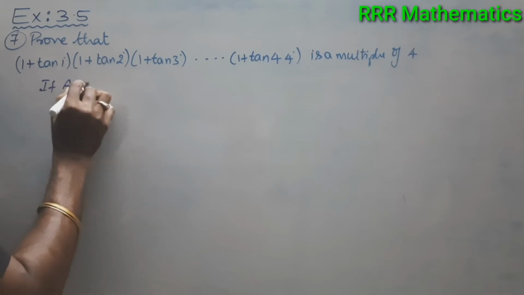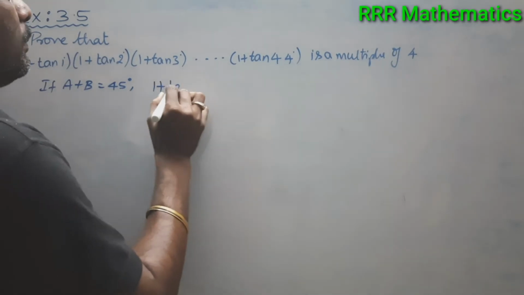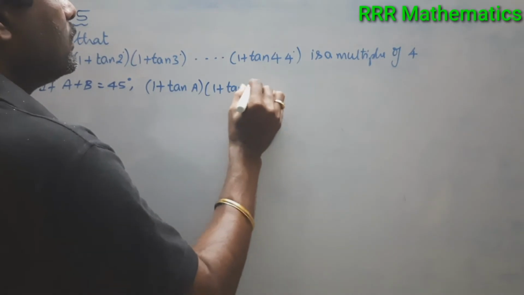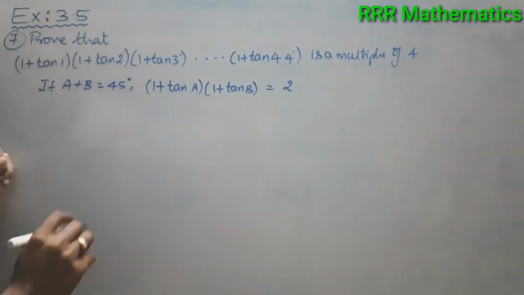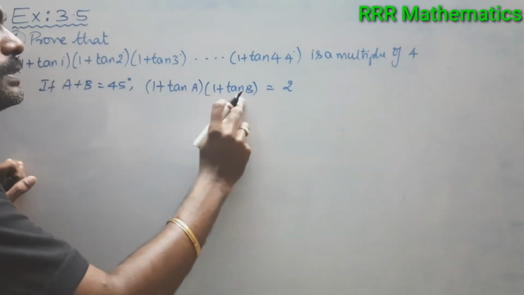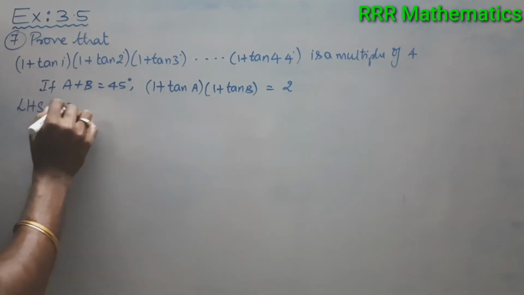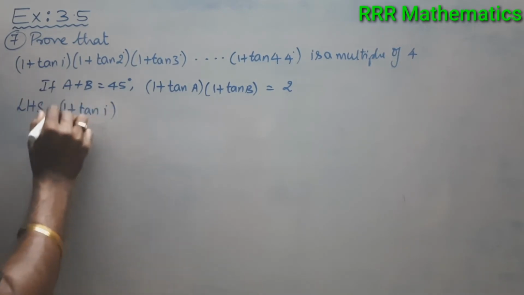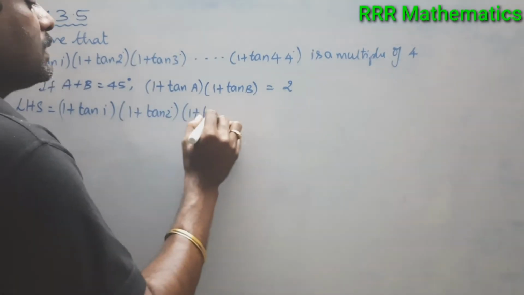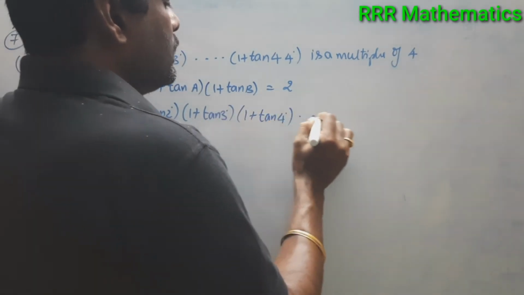If a plus b equals 45 degree, I can write (1 plus tan a) into (1 plus tan b) equal to 2. See, if a plus b is 45 degree, (1 plus tan a) into (1 plus tan b) equals 2. So, in the left hand side, I have (1 plus tan 1 degree) into (1 plus tan 2 degree), (1 plus tan 3 degree) into (1 plus tan 4 degree), etc.